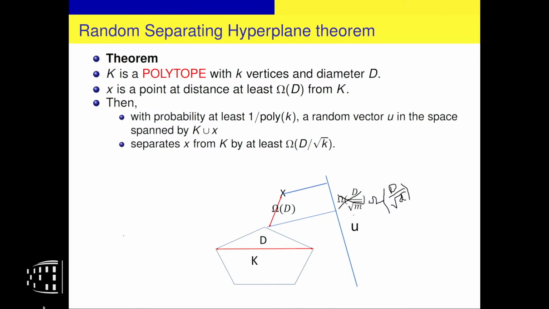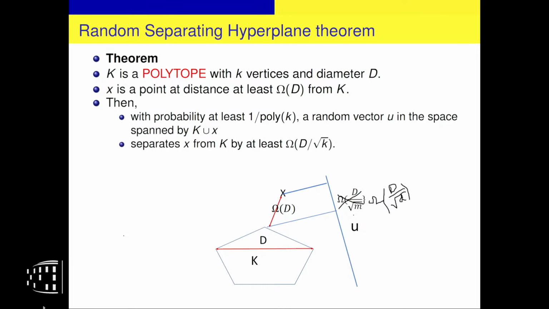So is the picture clear? I don't have to know K, I don't have to know x. I just randomly pick a u, and with high probability, it's separating. If x is not in K, then it's separating, provided it's at reasonable distance. Now, to answer your question, if the distance is less than this, it still separates with some probability. The probability is exponentially dependent on the distance.